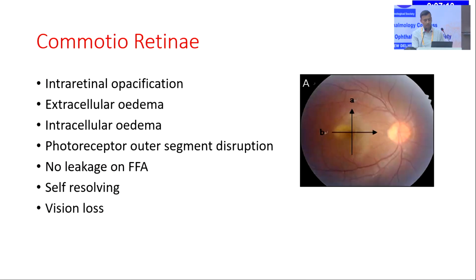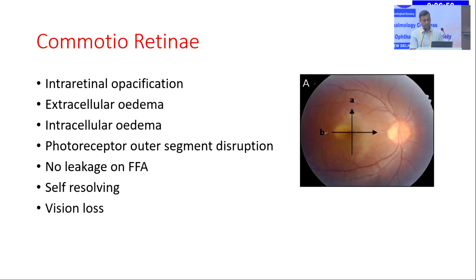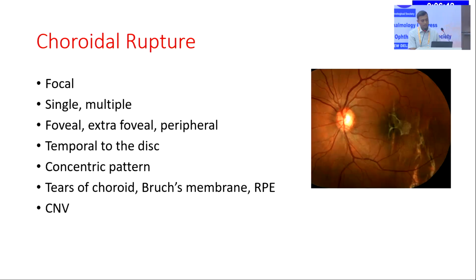So commotio retinae is mainly because of outer photoreceptor disruption, and generally there is no leakage on fundus fluorescein angiography. Patients have to be counseled that it is generally self-resolving, and if the damage is not that great, then it can slowly cause some vision gain. But one thing is that you have to do a peripheral fundus evaluation, especially the peripheral fundus, to look for any breaks, because blunt trauma is associated with peripheral breaks or dialysis.